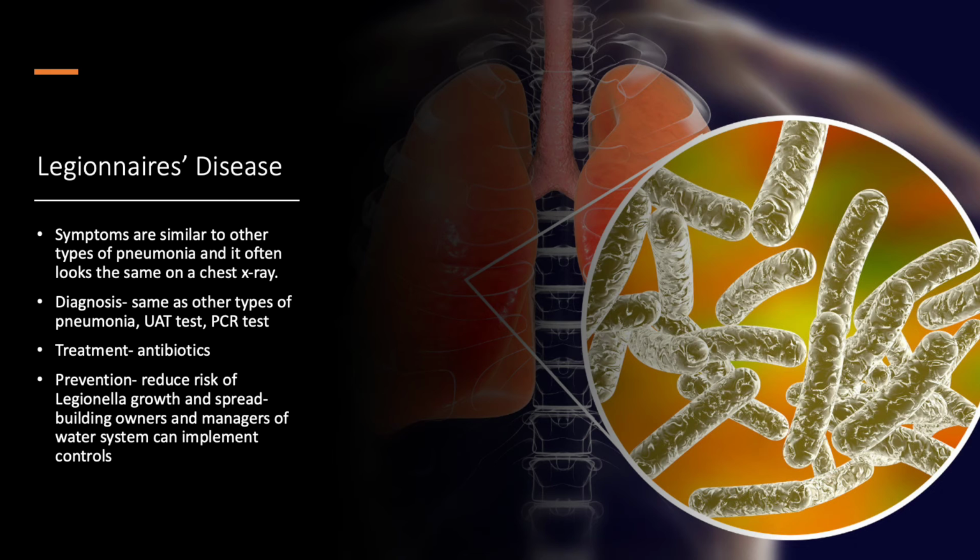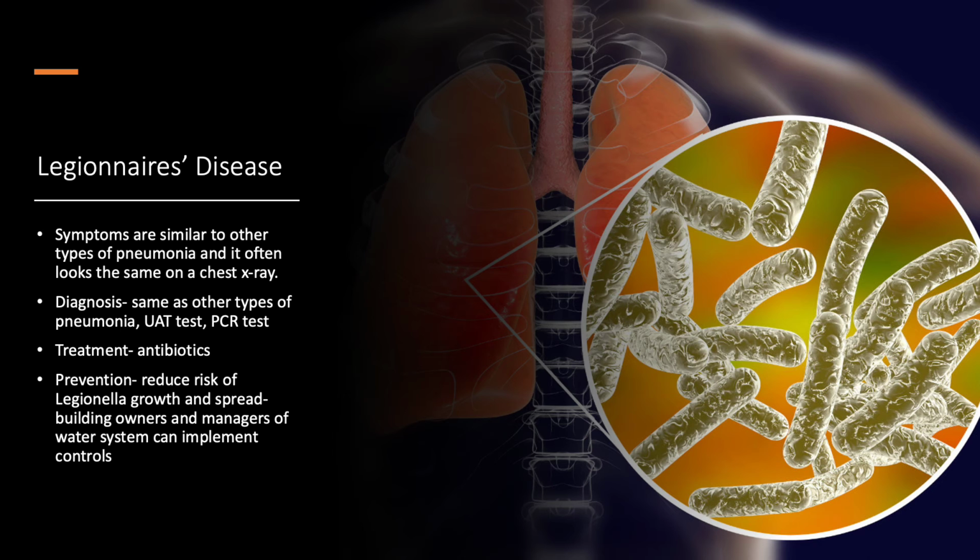The CDC developed a toolkit to help building owners and managers develop and implement a water management program, just so they're taking precautions to make sure that their water is not contaminated, and if it is, it doesn't spread and they can get it taken care of quick. Those at increased risk are people 50 or older, current or former smokers, people with chronic lung disease, people with weakened immune systems, or people who take drugs that weaken their immune system.